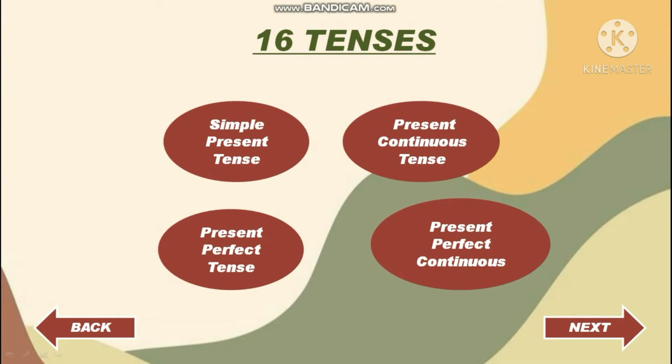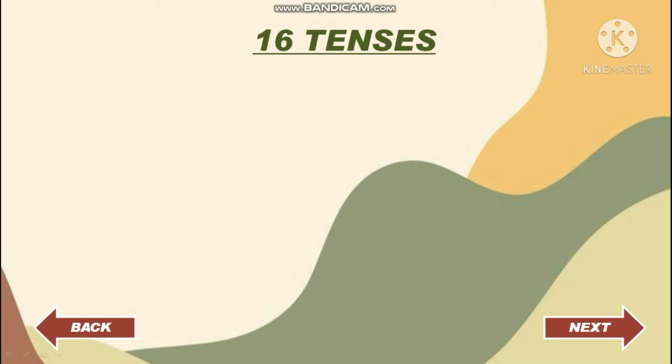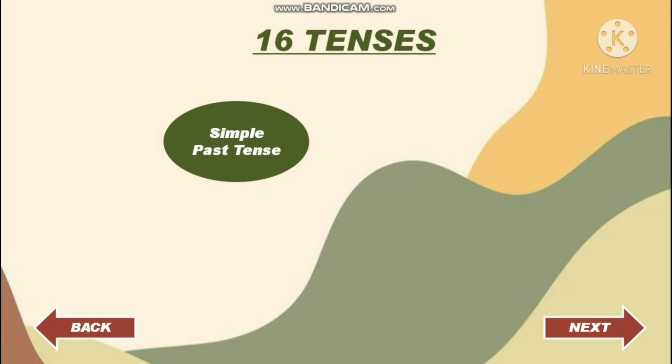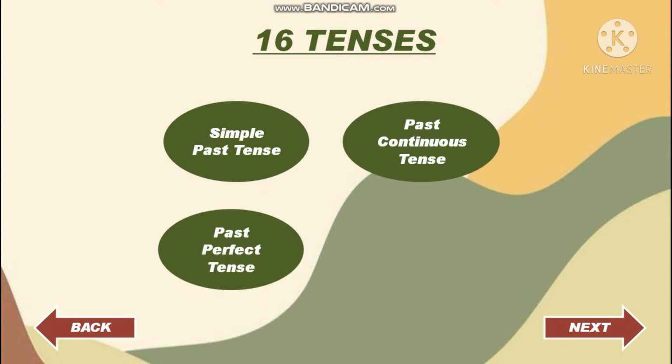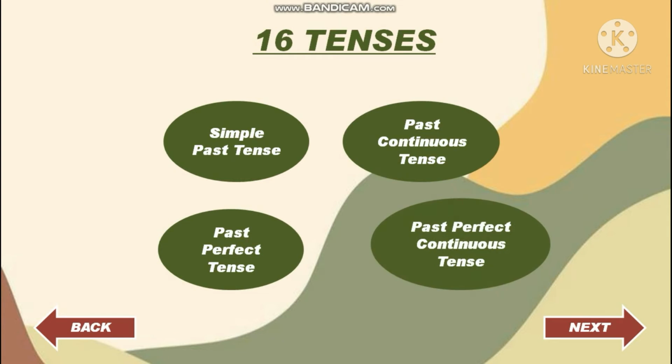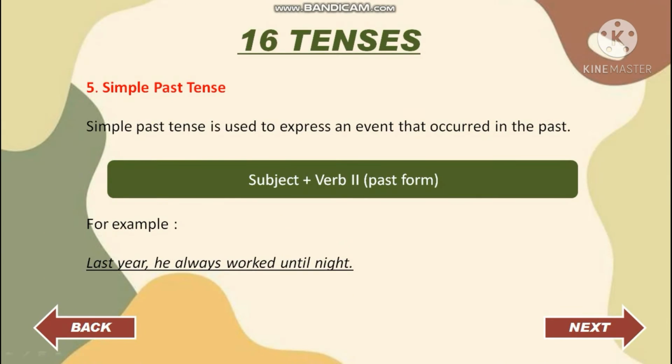Okay, the next is about simple past tense, past continuous tense, past perfect tense, and past perfect continuous tense. Okay, simple past tense. Simple past tense is used to express an event that occurred in the past. Jadi simple past tense ini digunakan untuk menggambarkan kejadian yang terjadi di masa lampau. Contohnya itu, last year he always worked until night.